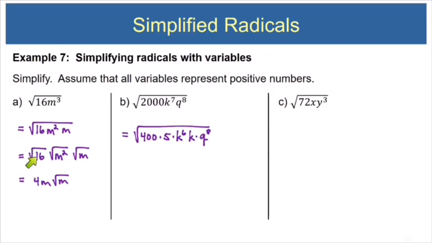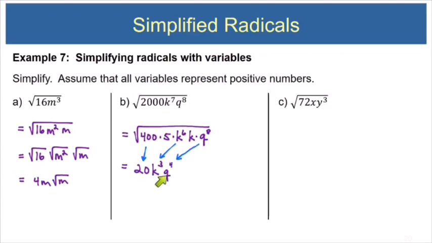Now, we're to the point where we've used the product rule so often that I think you know that this step happens, and we don't really have to write it out every time. You can write it out if it's helpful to you, but I'm going to give you permission to skip that step at this point and just take the square root directly. So the square root of 400 is going to be 20. And then the 5 does not have a whole number square root, so it's going to stay under the radical. The square root of k to the 6th is k to the 3rd. And the k is a single power of the variable, so that's not going to come out from under the radical. And then the square root of q to the 8th is q to the 4th.